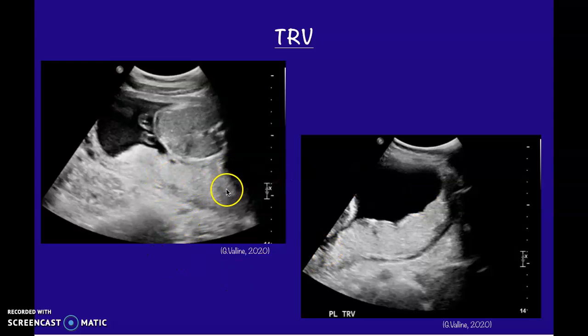For the location of the placenta, this placenta is posterior because it's on the posterior wall. So on here, it'd be anterior.